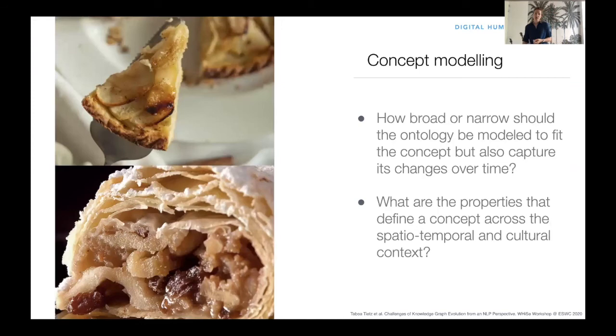But the big question is, what is the core of a concept? How broad or narrow should an ontology be modeled to fit a concept? What are the properties that are central, that really make an apple pie, and without those things, it's not an apple pie? And where do you say, well, this is an apple pie and this is not an apple pie? I think that's a really big question for knowledge representation. Something to think about, I'm not sure if we can solve it.